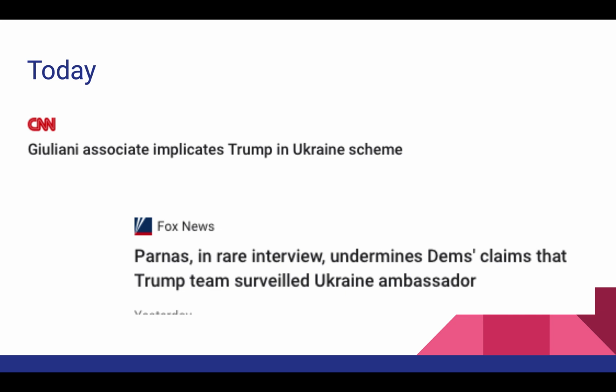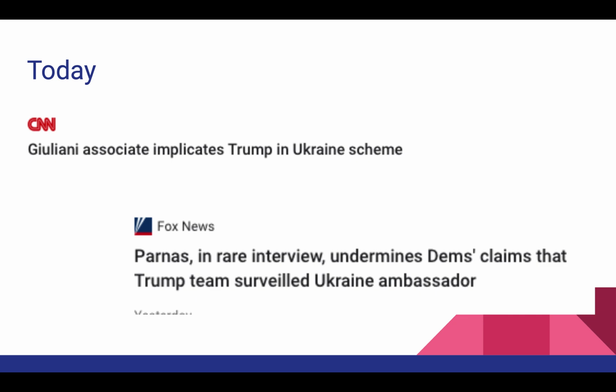I'm going to give a couple of headlines. One's from CNN, one's from Fox News, from about 3 months ago, about the Trump-Russia scandal. And I wanted to show the differences in the way that news is presented today. The CNN story says Giuliani associate implicates Trump in the Ukraine. And the Fox News story from the same source says that in a rare interview that undermines the claims that the Democrats were making. So it really varies in terms of how you look at reality based on the news source that you're looking at.